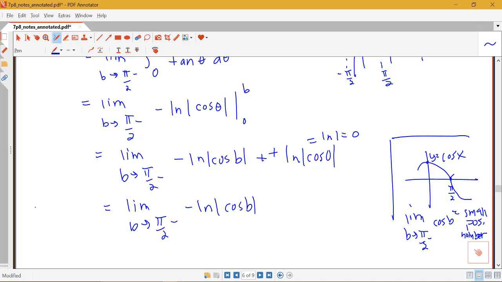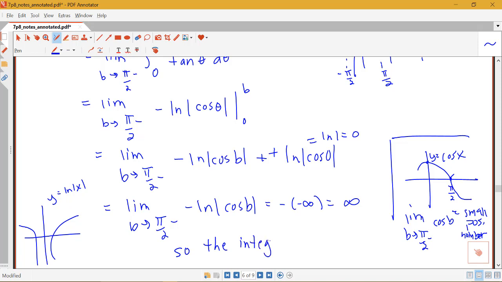Think about our graph of y equals log of the absolute value of x, which looks like this. The inside part is a small positive number. As I get closer and closer to 0 from the right on the log of the absolute value of x function, I'm getting closer and closer to negative infinity. So this is going to be negative times negative infinity, or positive infinity. So, just to remind ourselves, the integral from 0 to pi over 2 of tan theta d theta that we were talking about must diverge.